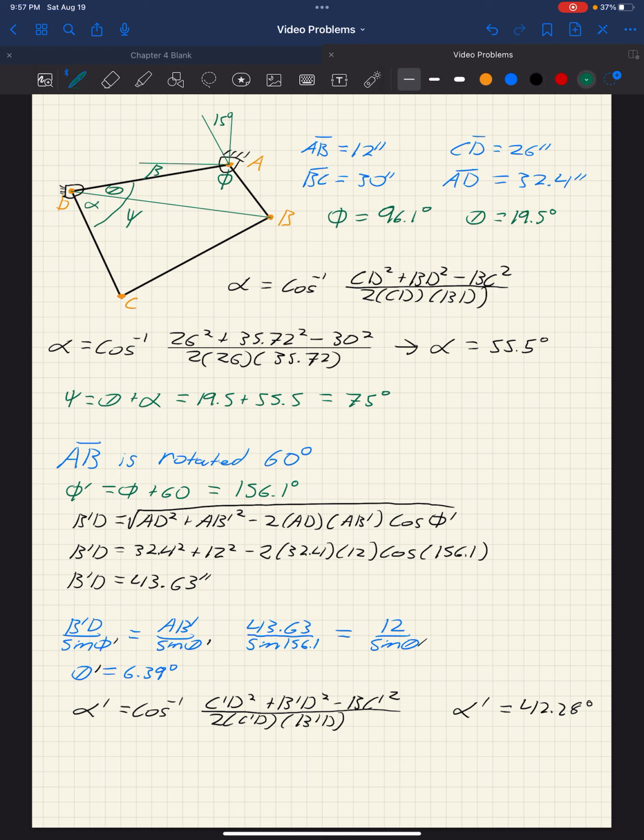So our psi prime is equal to our theta prime plus our alpha prime. So theta prime is 6.39 degrees plus our alpha prime, which is 42.28 degrees. So psi prime is 48.67 degrees.